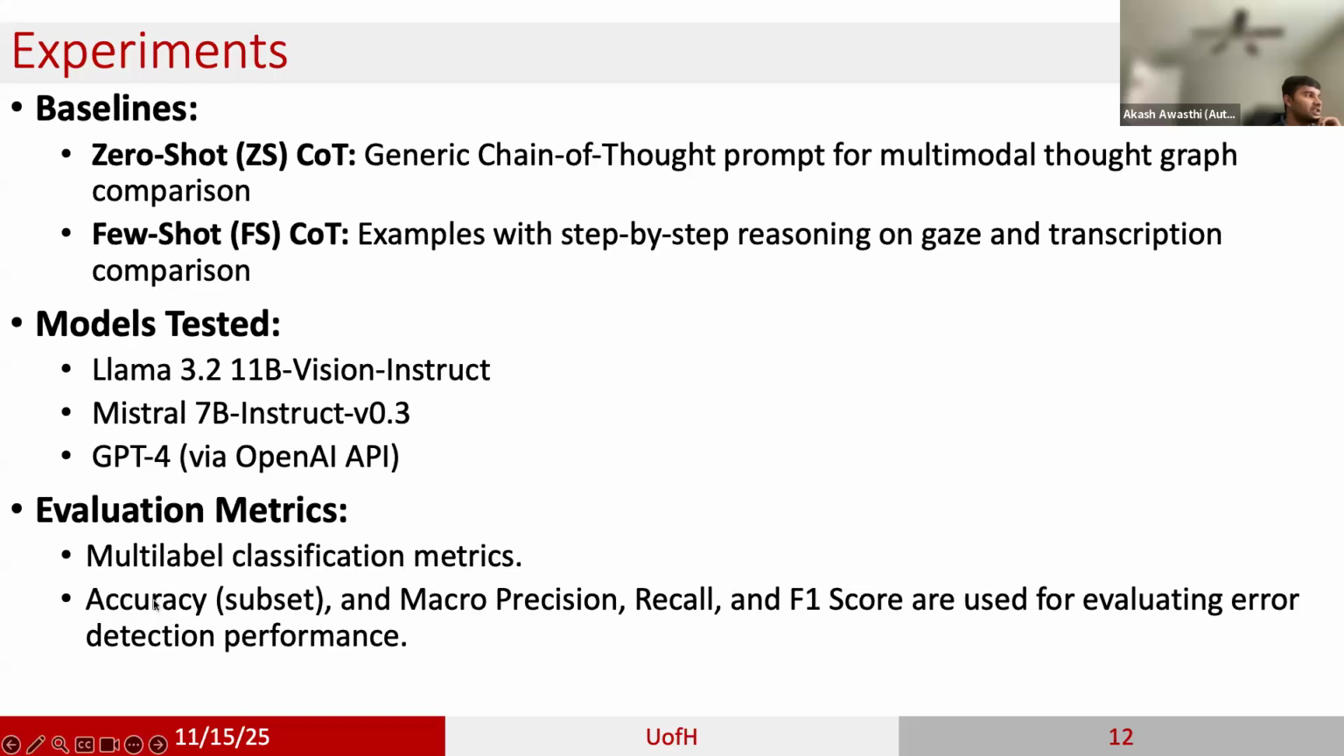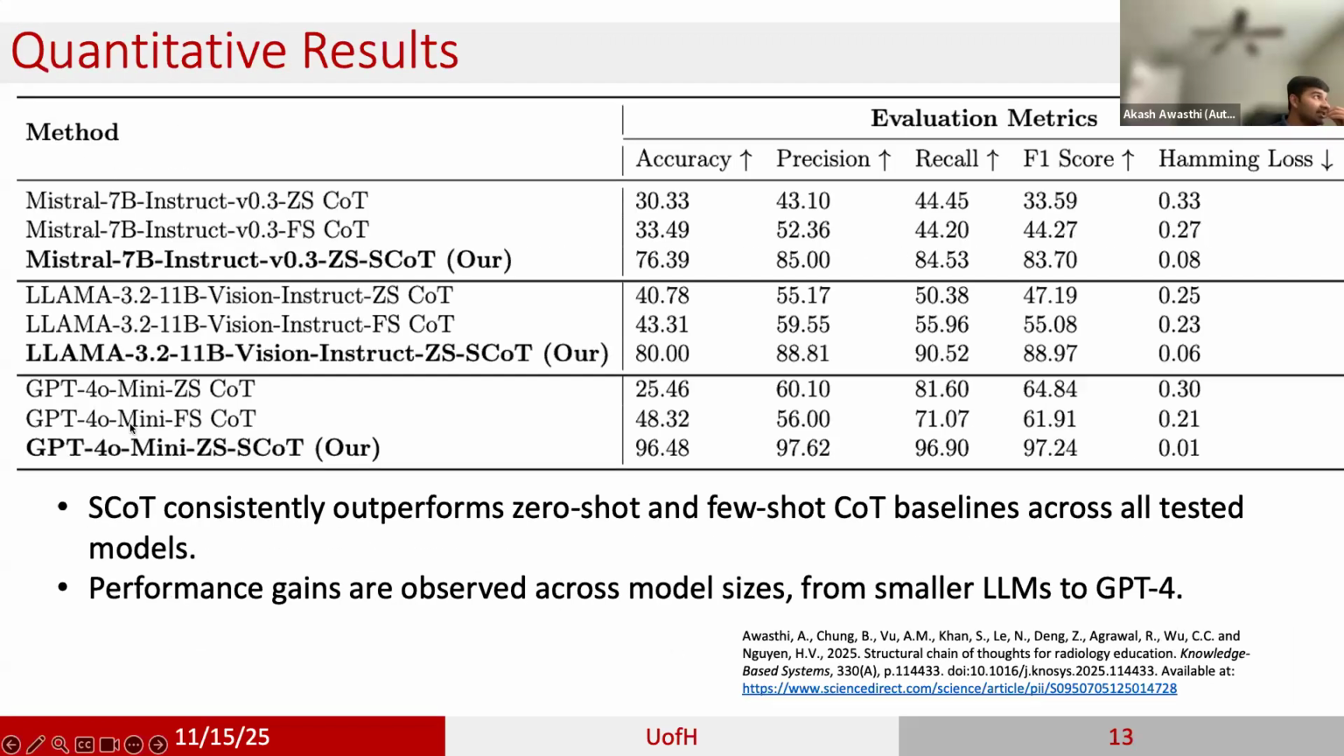Because it's a multi-level classification problem, we use accuracy, subset accuracy, macro precision, recall, and F1 score for evaluating the performance of the methodology. If you look at the evaluation matrix across Mistral, which is the smaller model, you can see that zero-shot SCoT performs pretty well compared to the other baselines, FSCOT and ZSCOT.